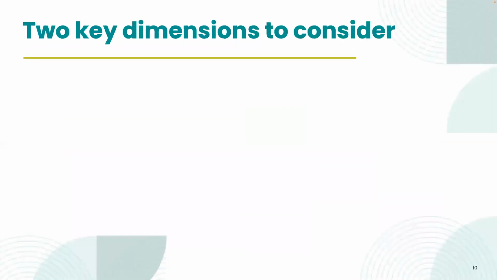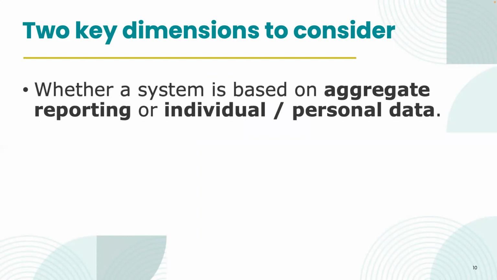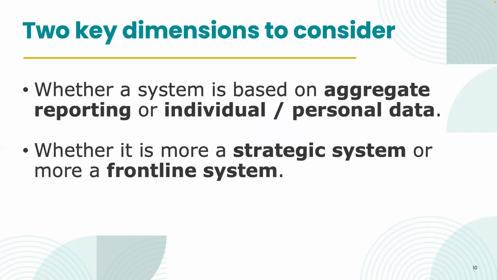So we've seen those 5 different thematic areas, but there are also a couple of other dimensions that I think we should consider, a couple of questions that we can ask if we want to really understand the differences between different types of information system. The first dimension to consider is whether a system is based on aggregate data or individual personal data. I'll explain what I mean by that in a moment. The second question: is it more of a strategic system or more of a frontline system? Again, in a few minutes, I'll explain exactly what I mean by that.